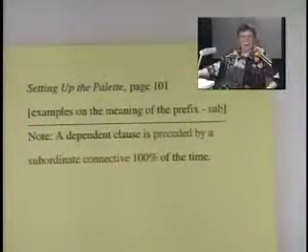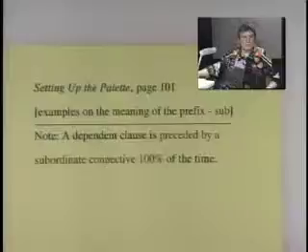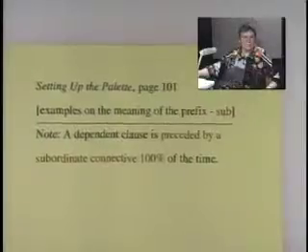I guess the magic is in that word preceded. Janet, where's it going? Could you repeat the question? What does preceded mean? Before? Before. So if it says a dependent clause is preceded by a subordinate connective 100% of the time, Vince, is the subordinate connective in the front, in the middle, at the end of the dependent clause? In the front, always.